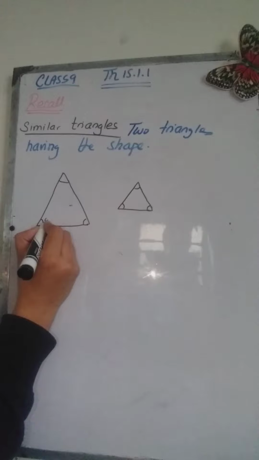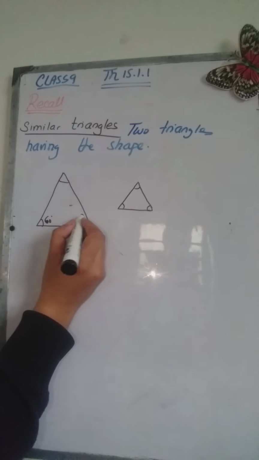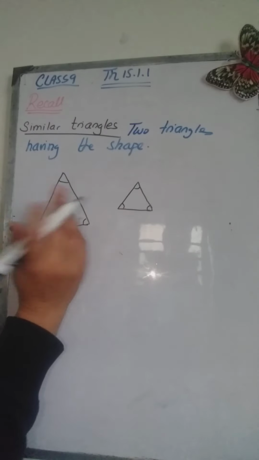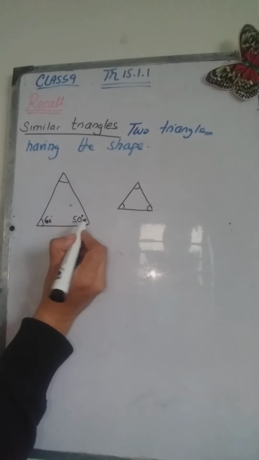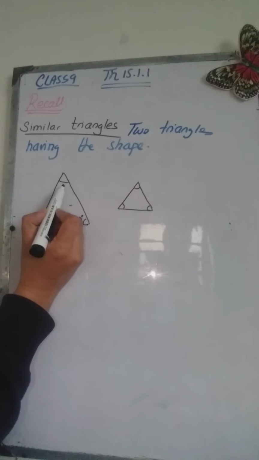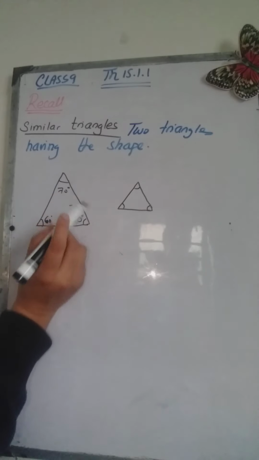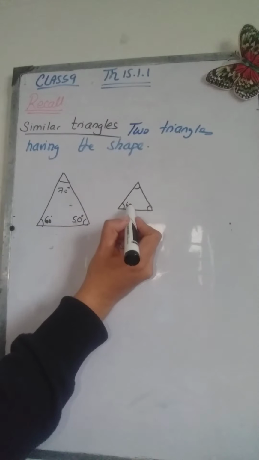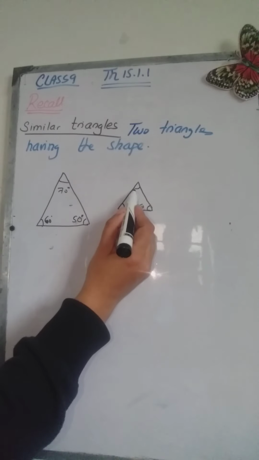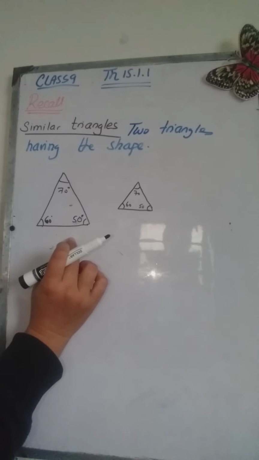For example, if this is 60 degrees, let me say, and let this angle be 60 degrees too, or let us take some other angle. Suppose this is 50 degrees. 60 plus 50 makes 110. Now we will take this angle equal to 70 degrees. Similarly, if in this triangle the angles are also the same as this triangle, then they will always have the same shape.